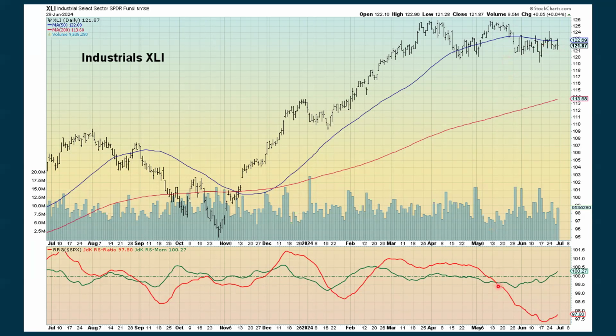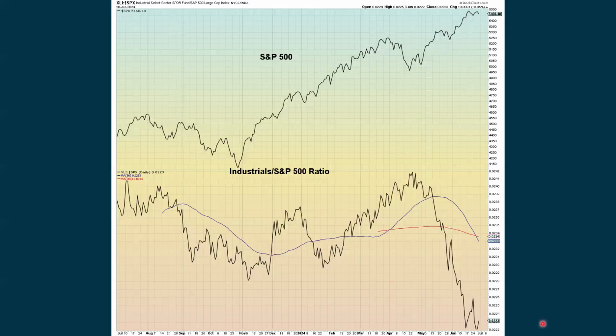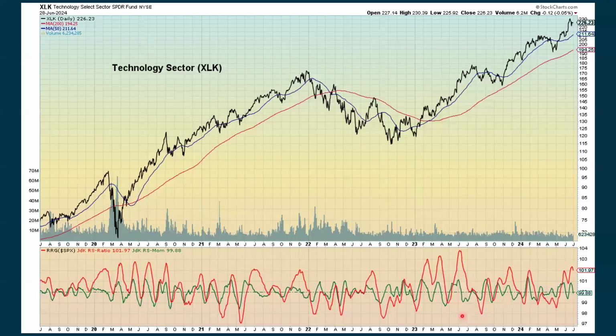We look at industrials, which are also just a little bit under their 50-day moving average, but still in an uptrend, showing a little bit of an improvement here with momentum and coming back up after really falling with the relative strength ratio. But when we compare it to the S&P, we're seeing a death cross here with this ratio as the industrials are really underperforming.